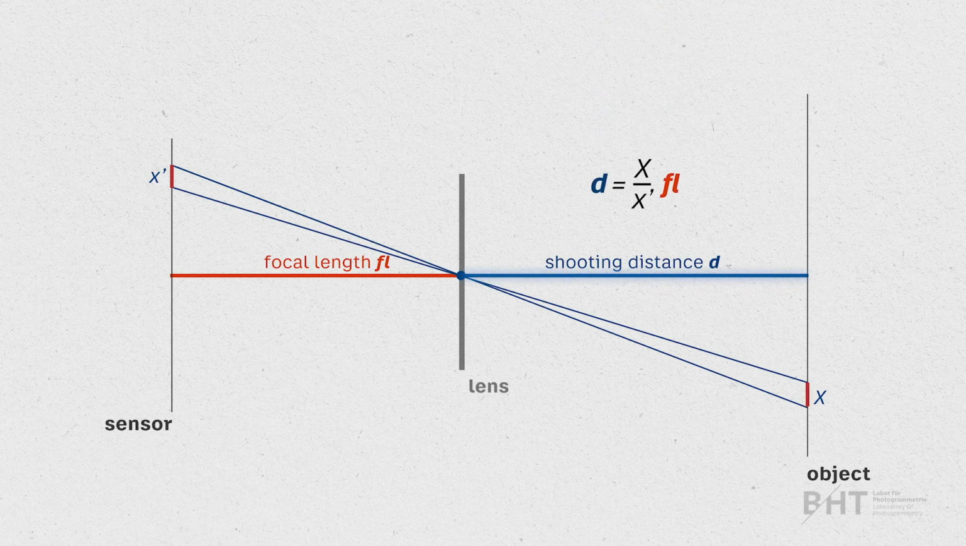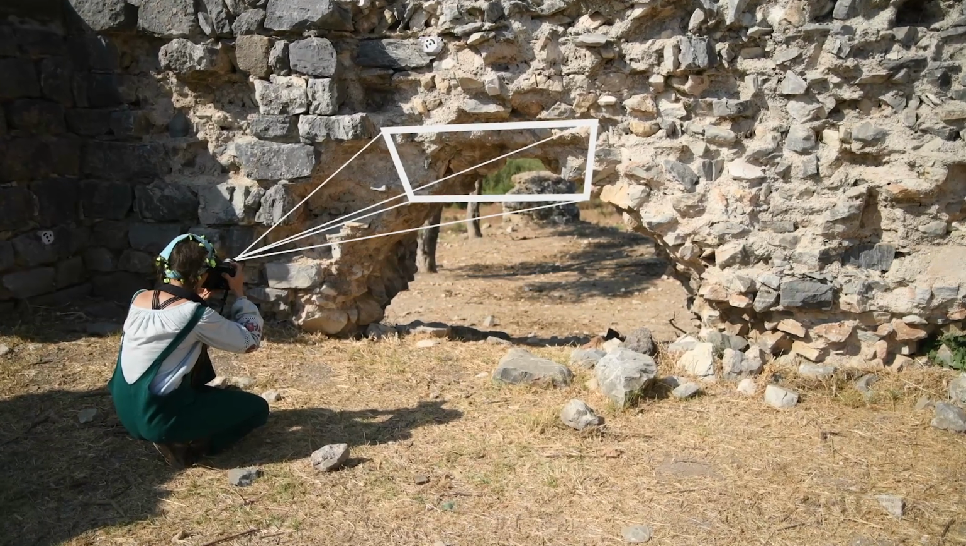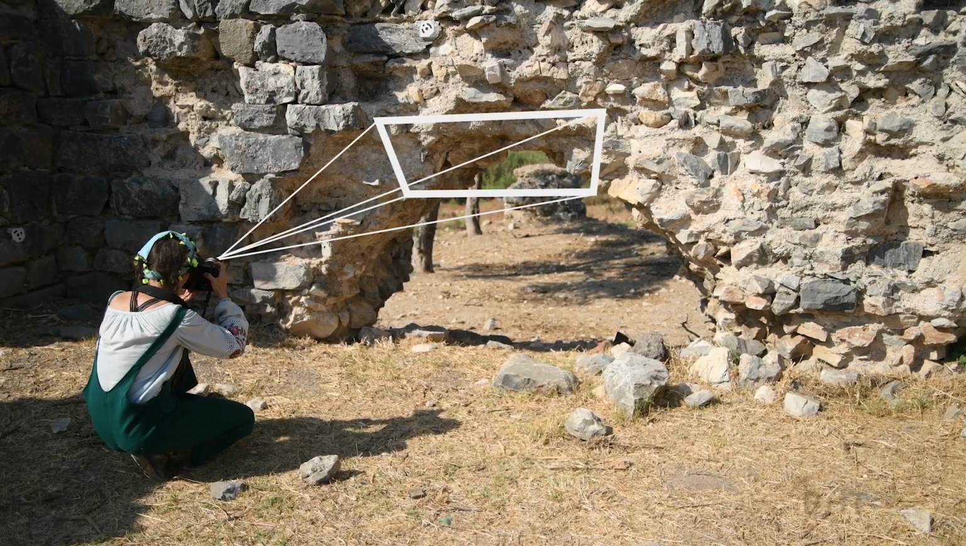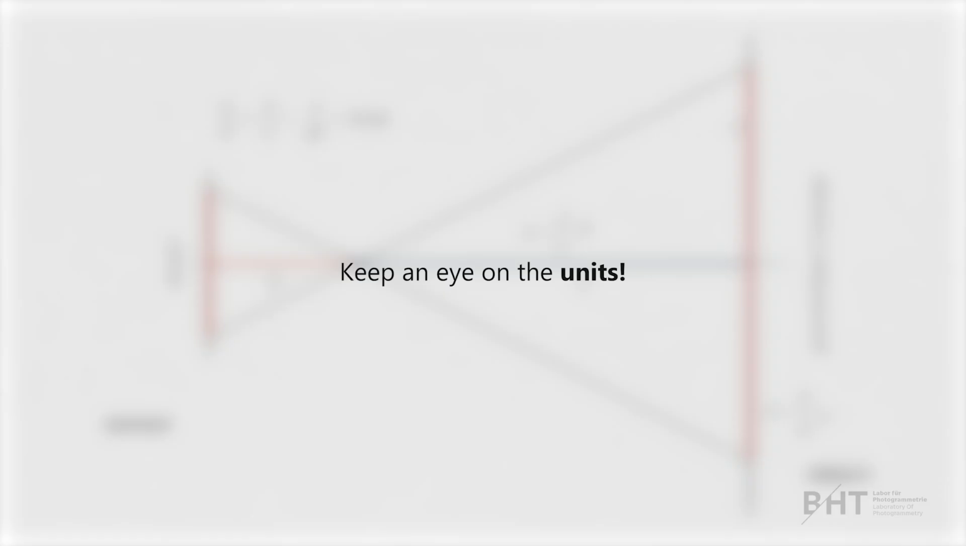We get the distance by dividing the desired object's pixel size by the sensor's pixel size and multiplying the result by the focal length. We can proceed in the same way if we want to know the extent of the object that we can depict with one photo. It's the same principle. We simply exchange the dimensions of a pixel for the dimensions of the sensor. The geometric relationship is the same. But always remember, keep an eye on the units.